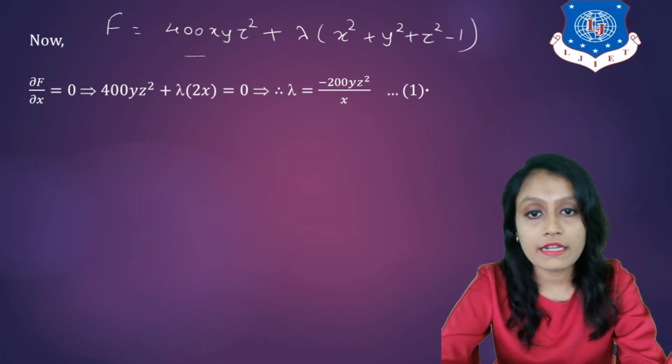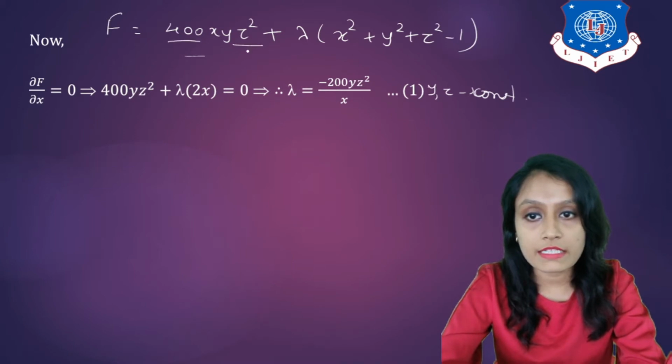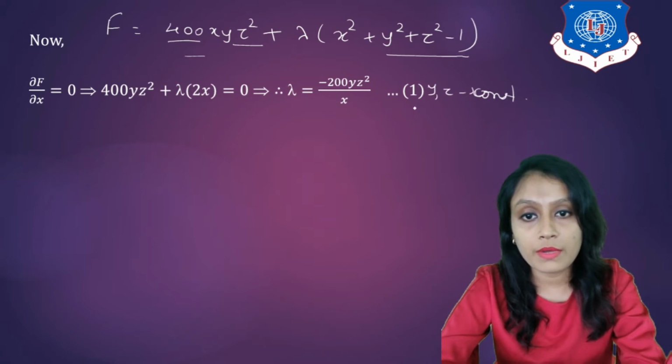So y and z will remain constant. Differentiating with respect to x, 400 and y z square remain constant as they are and the derivative of x is 1, plus lambda times the derivative of x square, which is 2x, and the other three terms are 0, is equal to 0. Now make lambda the subject. So lambda is equal to minus 200 y z square upon x. Call it equation number 1.